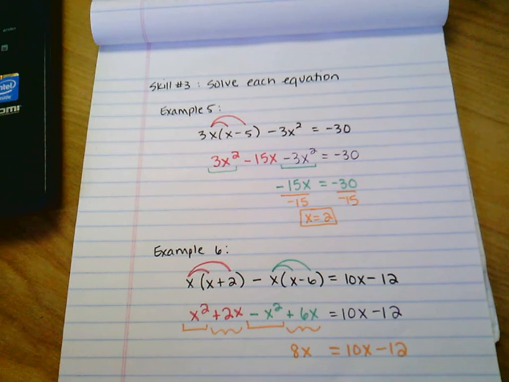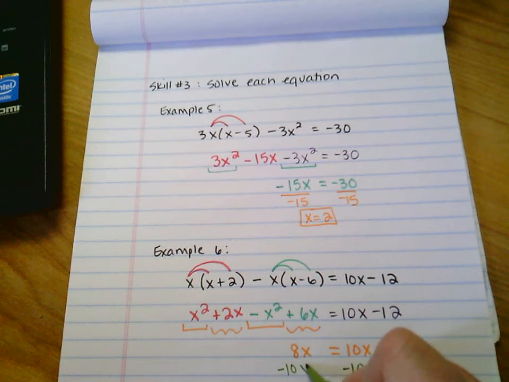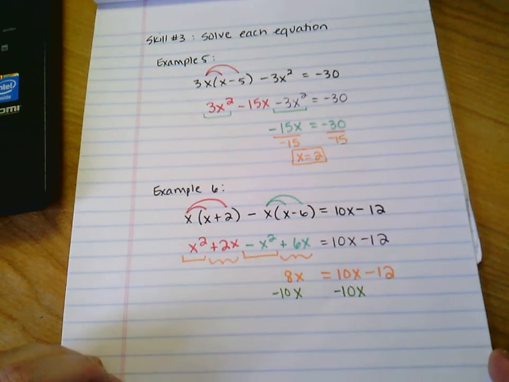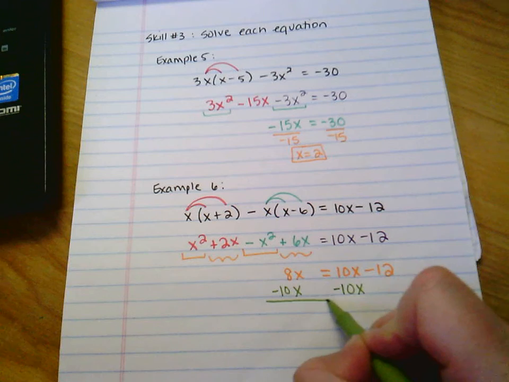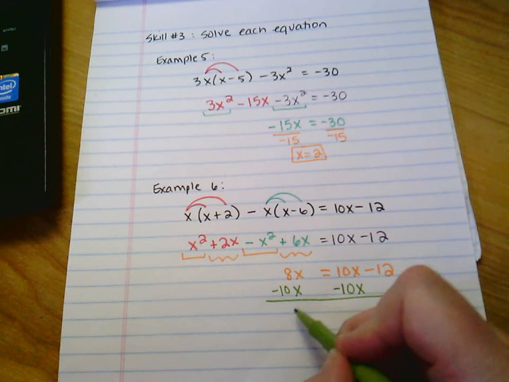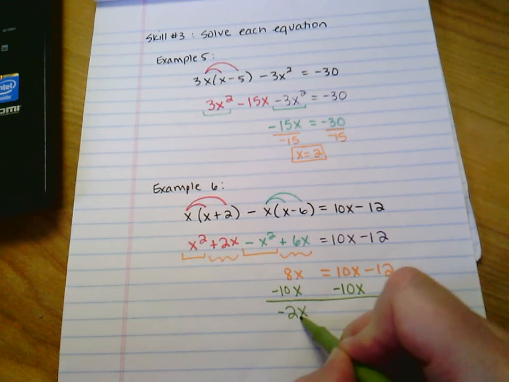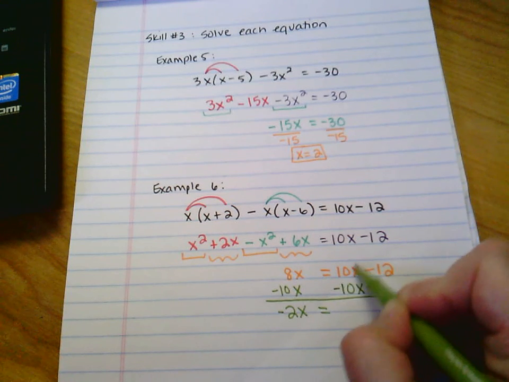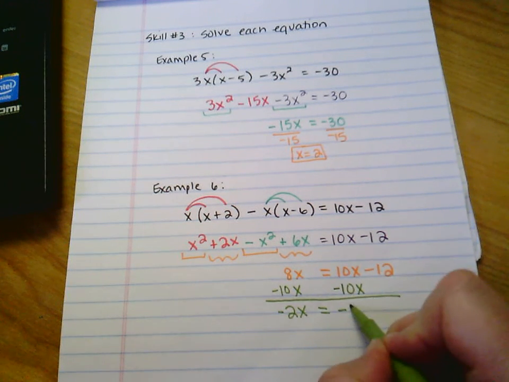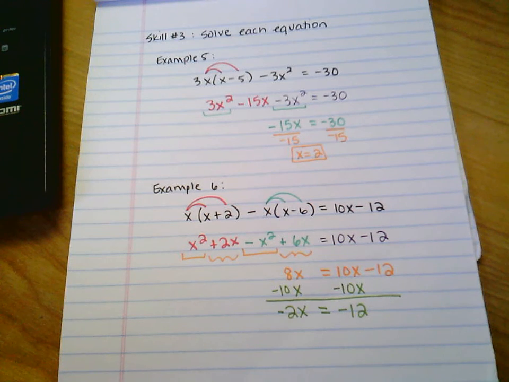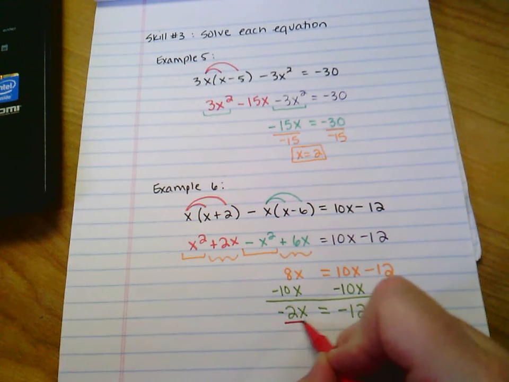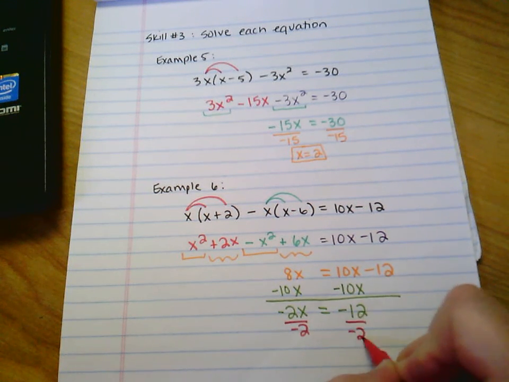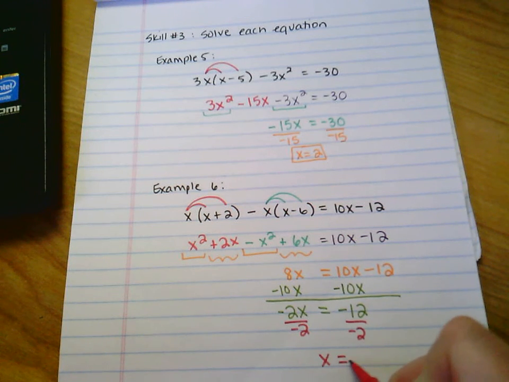And now I just want to get the x's on one side. I already have an x over here, so I'm going to move this 10x over. Subtract 10x from both sides. Let's shift this up so you can see what's happening. 8x minus 10x is negative 2x equals, these terms cancel, negative 12. And then finally, the very last step, to get x by itself, we're going to divide by negative 2. And we're left with x equals 6.